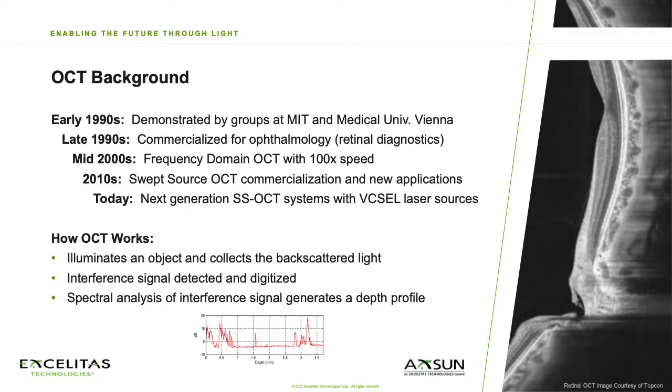In the early to mid-2000s, an alternative system architecture called frequency domain OCT came about by advances in line scan CCD arrays and in rapidly tuned or swept laser sources used in SSOCT, or swept source OCT. This resulted in about a 100 to 1,000 fold increase in imaging speed without any major trade-offs, and OCT became a technology capable of rapidly scanning three-dimensional volumes.